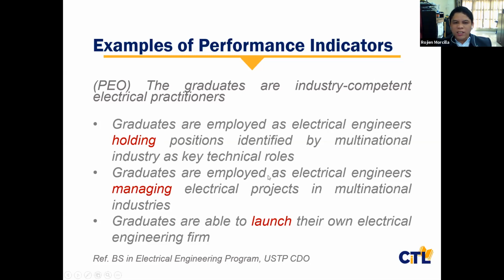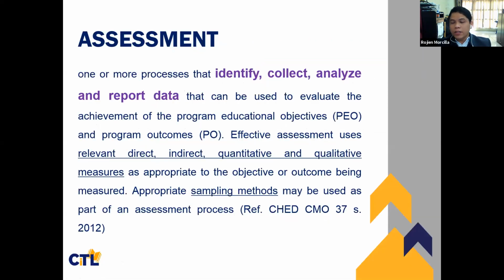So later on, when I assess and evaluate this, I look at whether this was achieved by my students three to five years after graduation. For that, there are indicators. After you have indicators for your PEOs, even for your courses, you do assessment. These are one or more processes that identify, collect, analyze, and report the data. So in assessment, we need to identify, collect, analyze, and report data that can be used to evaluate the achievement of the program educational objectives and the program outcomes.